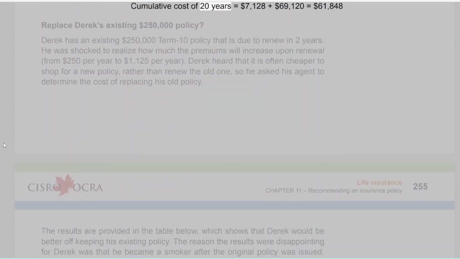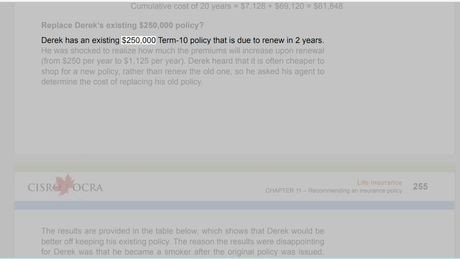Cumulative cost of 20 years equals $7,128 plus $69,120 equals $61,848. Replace Derek's existing $250,000 policy.